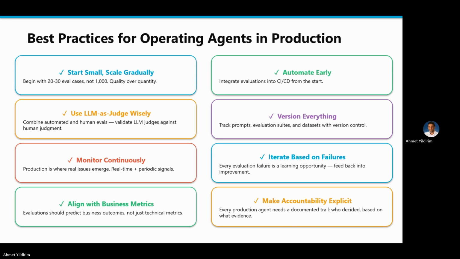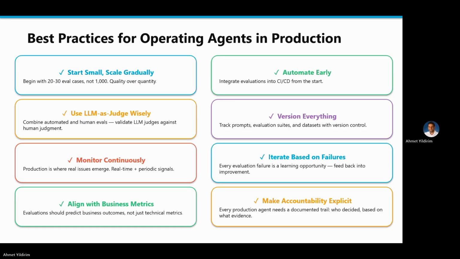The third one is LLM judges are powerful, but they are not infallible. So combine automated and human evaluation, and critically validate your LLM judges against human judgment periodically. So treat the judge itself as something that needs evaluation.